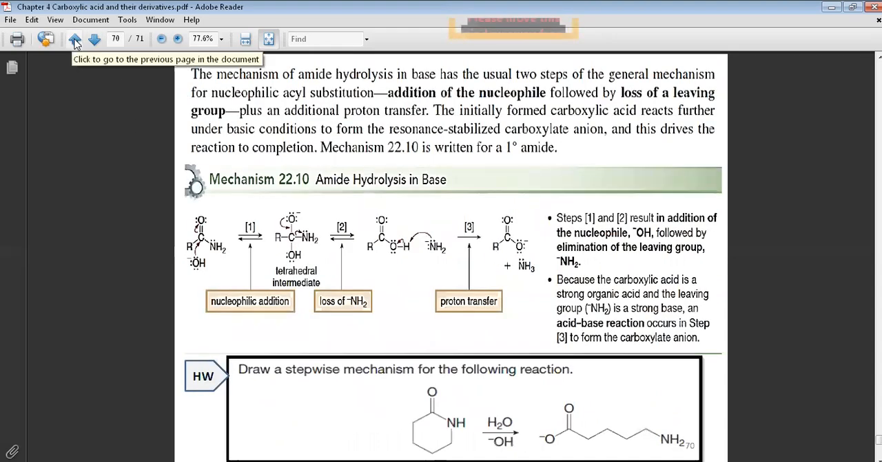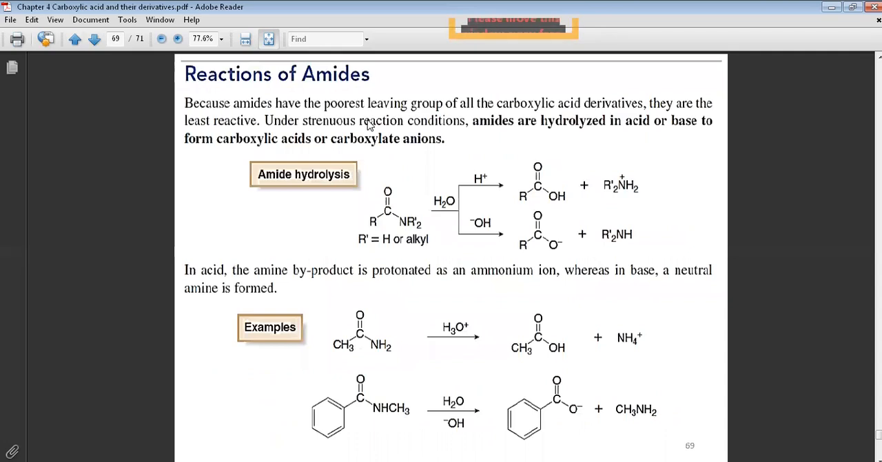Finally, here the reaction of amide. We know the amide is the least reactive carboxylic acid derivative. Now, few reactions can be undergone by the amide compound because the amide has the poorest leaving group. Look, it is the least reactive compound. All the carboxylic acid derivatives are less reactive than the others, yes, we know that.